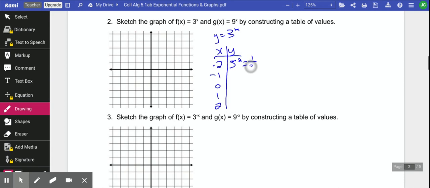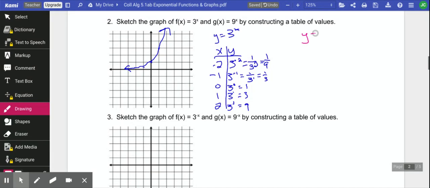So remember, when we do 3 to the -2, the way we get rid of negative exponents is we drop it to the denominator. So that's 1 over 3 squared, which is going to be 1/9. So -2, 1/9. 3 to the -1 is going to be 1 over 3 to the first, which is 1/3. 3 to the 0, remember anything to the 0 power is just 1. 3 to the first is 3. And 3 squared is 9. That does not fit on my graph. But you can see that's what this is going to look like.